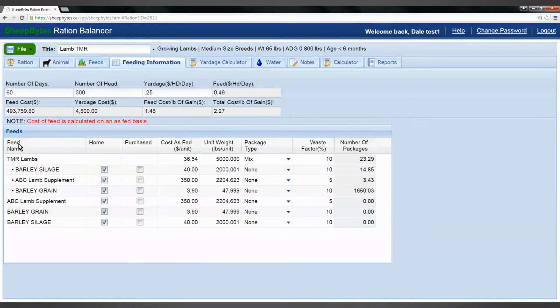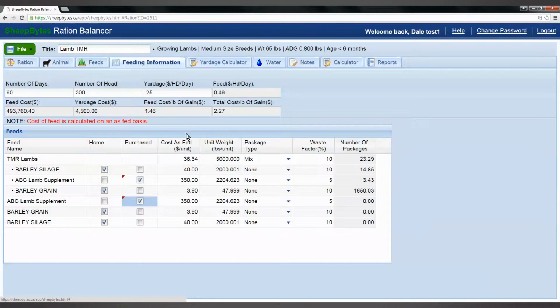Below here under the feeds, it shows the feeds that are in the ration, as well as the individual ingredients that were used to make up that ration. In this part here, we can manage our cash flow by indicating whether these feeds are homegrown or purchased. So for example, it was likely that the barley silage was homegrown. The ABC lamb supplement was likely purchased. The barley grain we will say was homegrown. Again, the supplement is purchased.